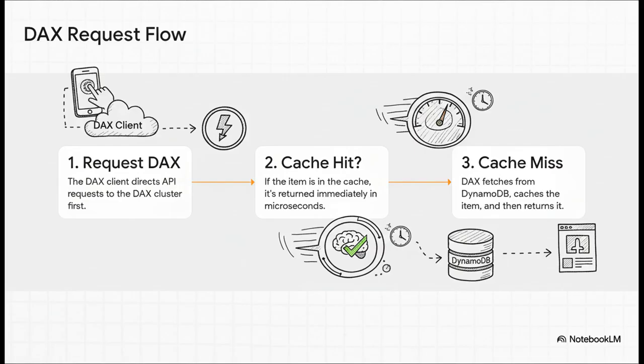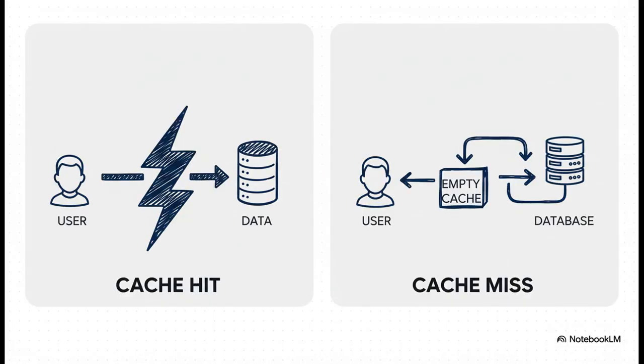and then passes it back to your app. And really, this is the fundamental concept you gotta grasp. A cache hit is where you get that jaw-dropping microsecond speed. A cache miss still gets you that standard, and let's be honest, still very fast millisecond performance from DynamoDB itself. The whole game when you're using DAX is to maximize those cache hits.